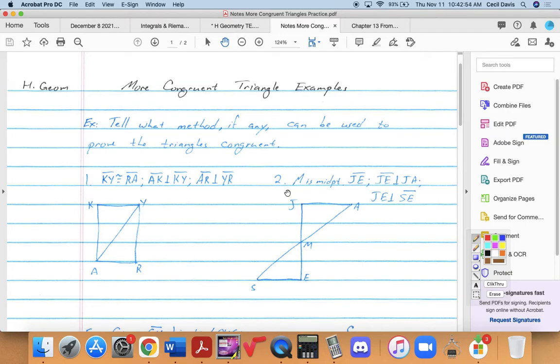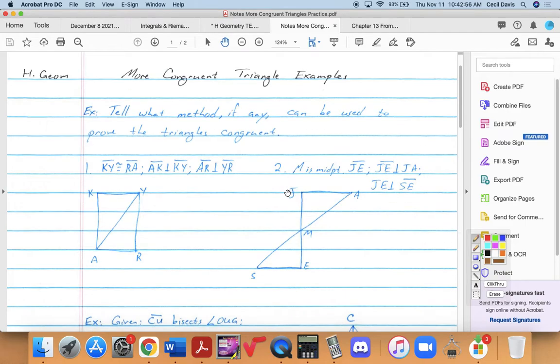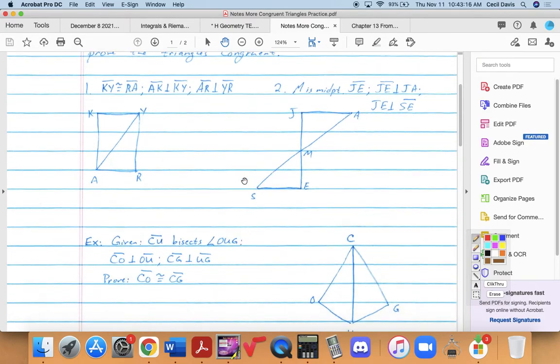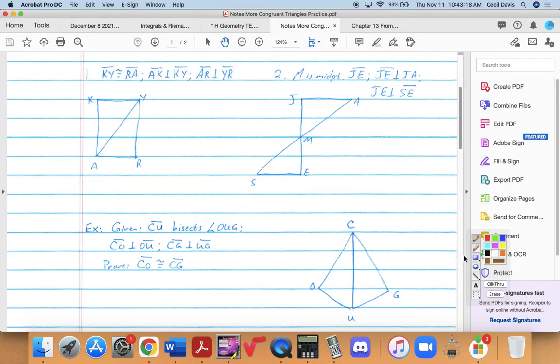For these first ones, it's going to give you some information, and you're supposed to tell what method, if any, can be used to prove the triangles congruent. We can't just make up things to add to the diagram, but we can add things that we know to be true no matter what.